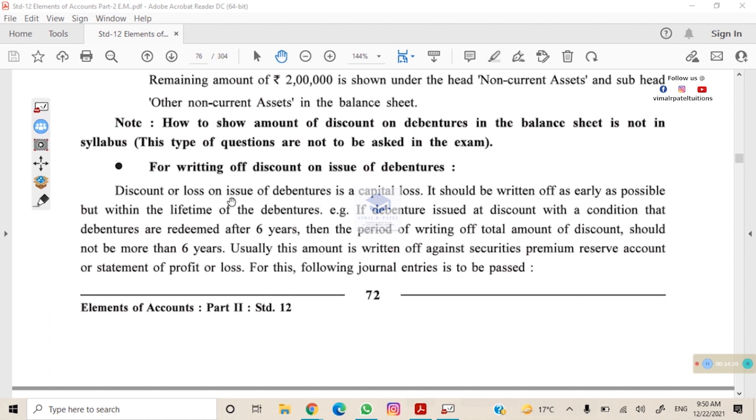Debenture discount or loss on issue of debenture is capital loss and it should be written off as early as possible. If debentures are issued with a discount with the condition that debentures are to be redeemed after 6 years, then every year 1/6 amount is written off. So suppose 6 lakh rupees is the discount, in 6 years every year 1 lakh should be written off. Every year 1 lakh should be debited to P&L account.